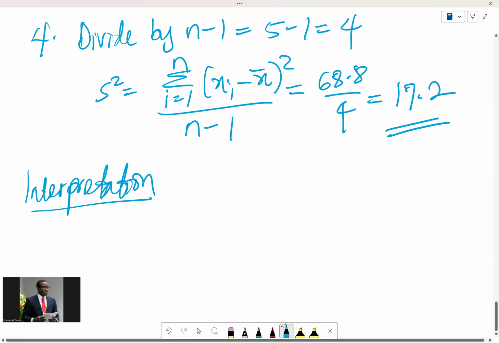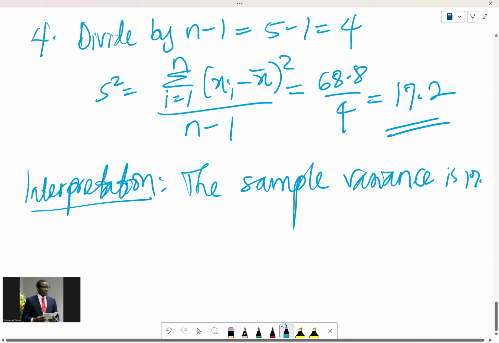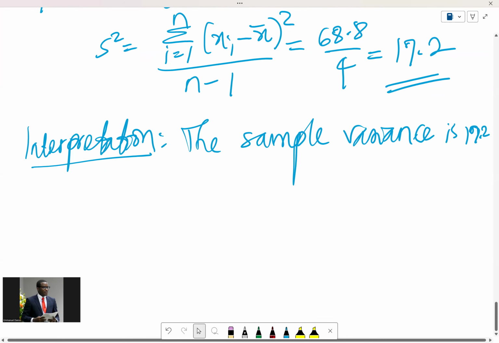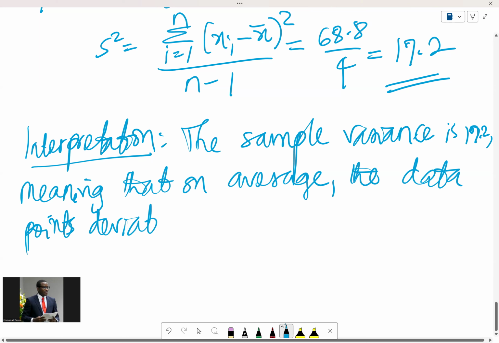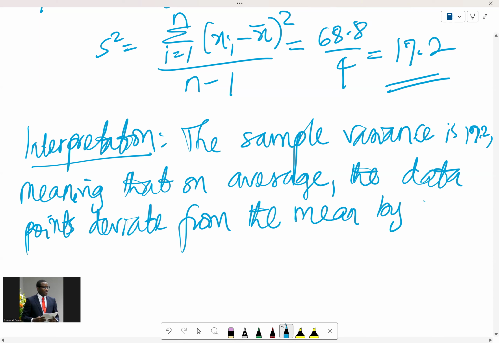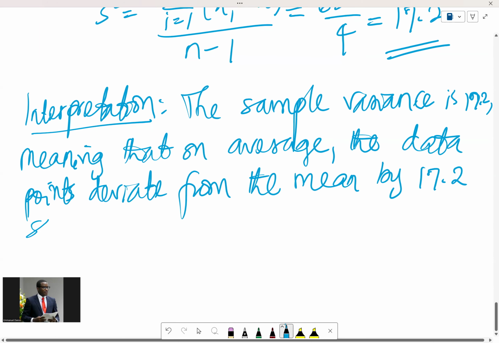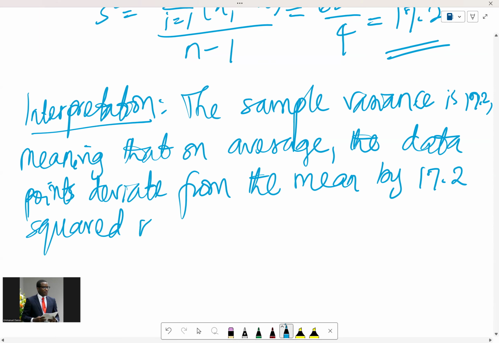The interpretation is something like this. The sample variance is 17.2, meaning that on average, the data points deviate from the mean by 17.2 squared units.